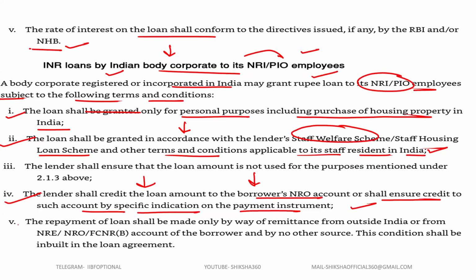Fourth one, fifth one. The repayment of loans shall be made only by way of remittances from outside India or from the NRE, NRO, FCNRB account of the borrower and by no other source.